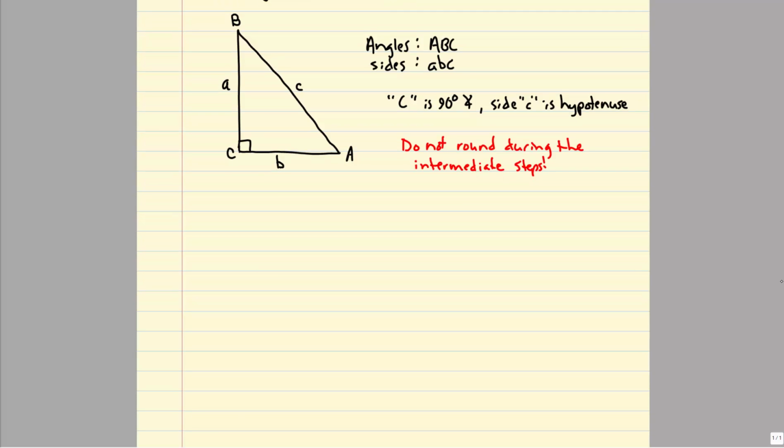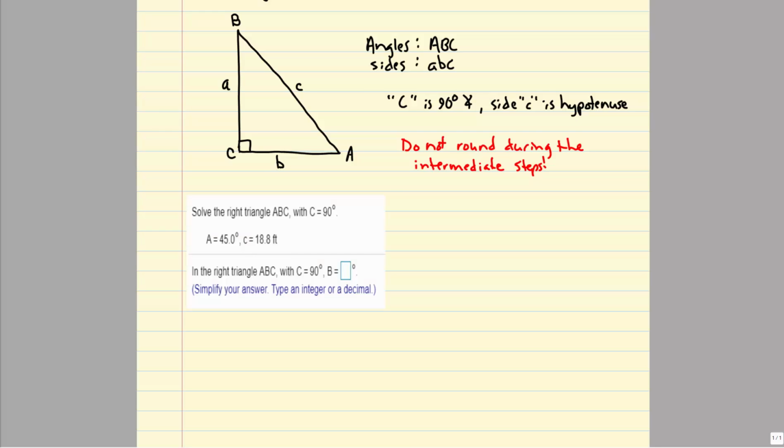For an example, let's pull one from my math lab and solve a right triangle. Here they just give us some information. They don't give us a picture, so we'll need to draw our own. It says solve the right triangle ABC with C equals 90 degrees, so they're giving us that 90-degree angle to make sure we have everything labeled correctly. C is this 90-degree angle, so the side opposite is lowercase c, and they tell us that's 18.8 feet. Then they tell us angle A is 45 degrees.